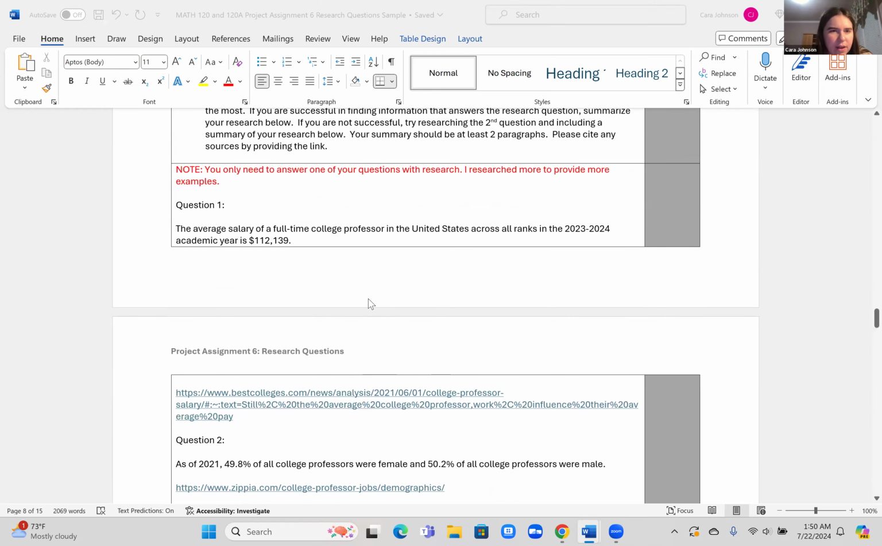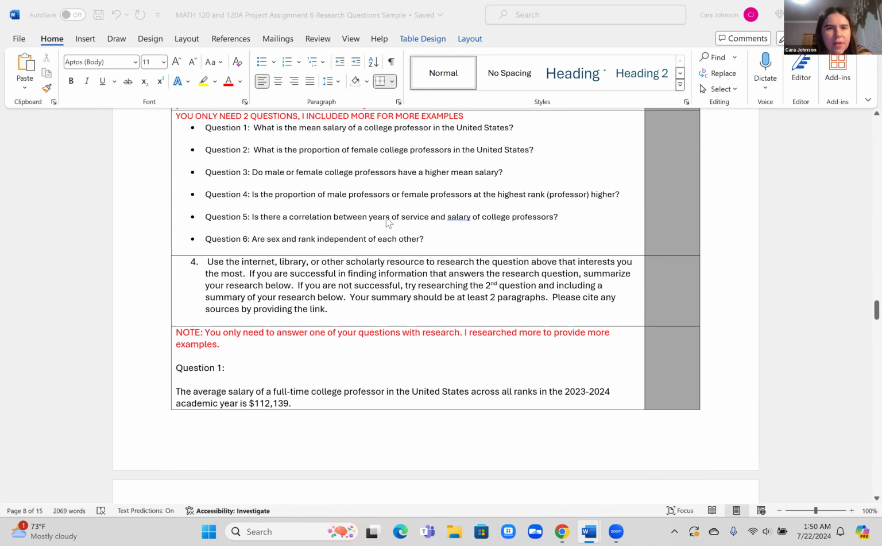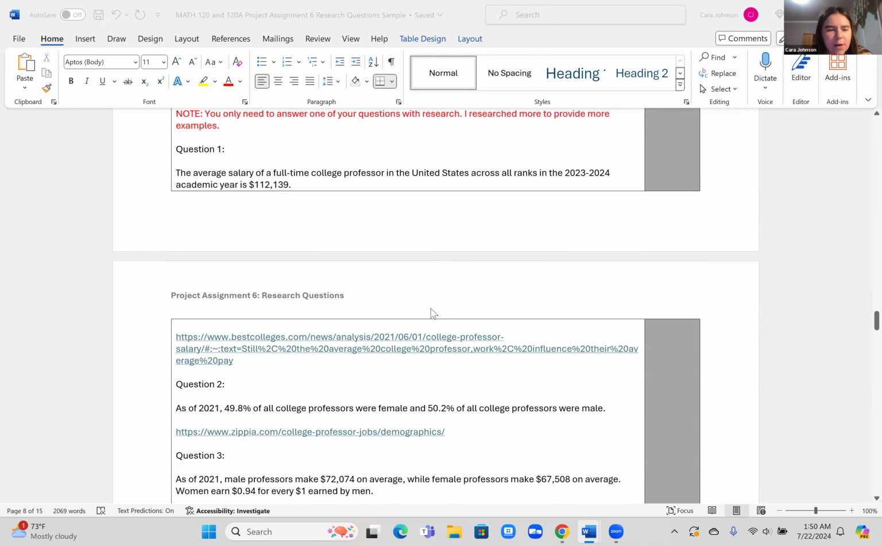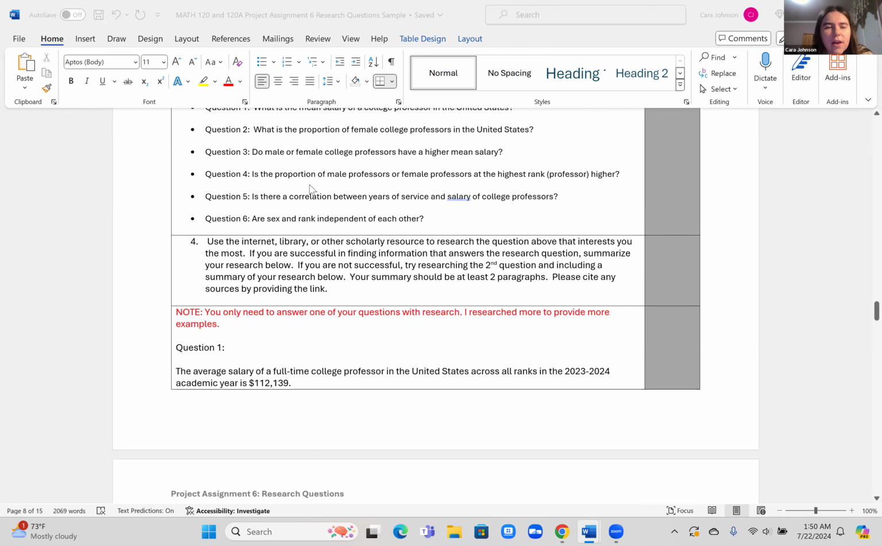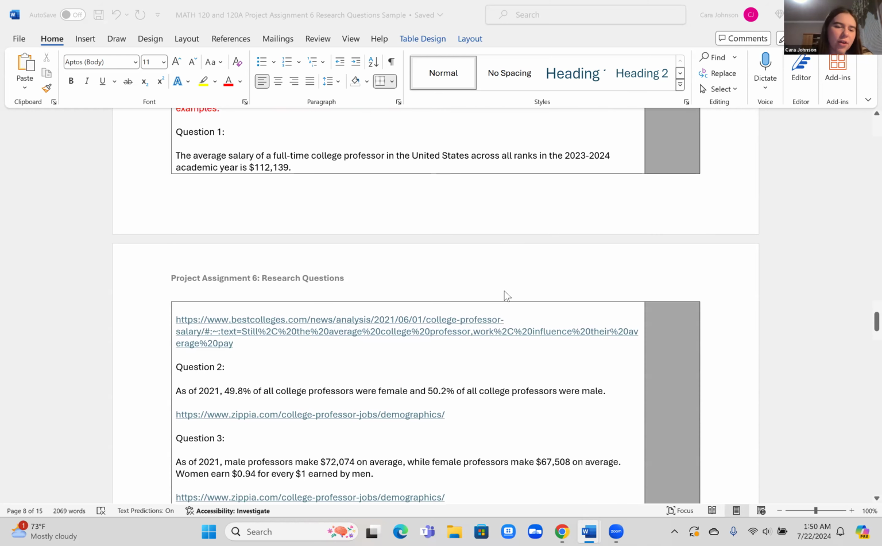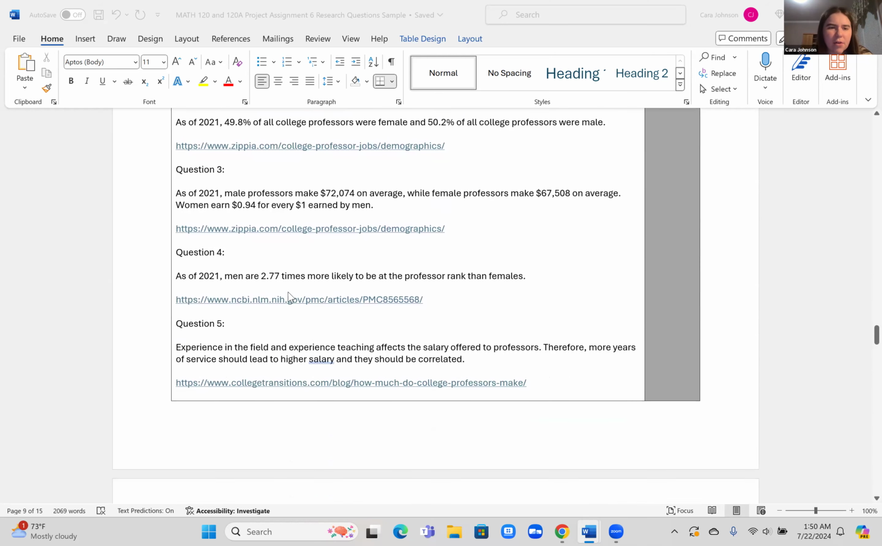And then question 3, which was when I was comparing the salaries between male and female professors. I found males make more than females. Once again, I'm including the links for anything I find. Question 4, is the proportion of male professors or female professors at the highest rank higher? I found that males are more likely to be at the professor rank than females.